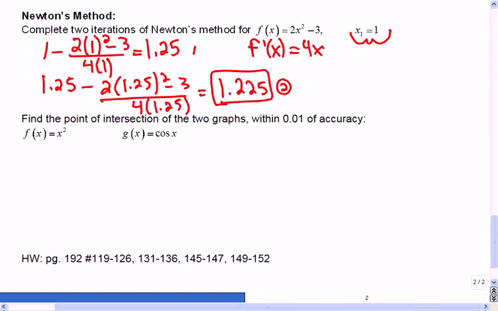Okay, so it's not enough to just use the calculator to solve it. You do need to know how to use Newton's method. I want to see that you can do it. Okay, so the last thing I want you to try with Newton's method is see if you can solve for the intersection of those two curves. See if you remember how that goes.